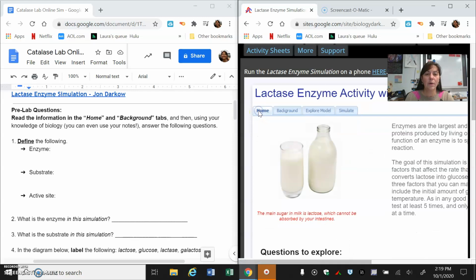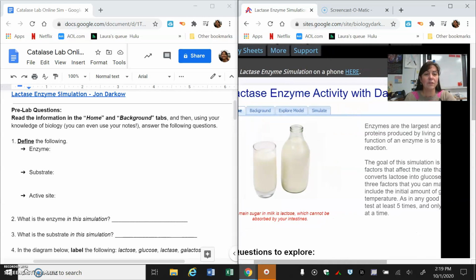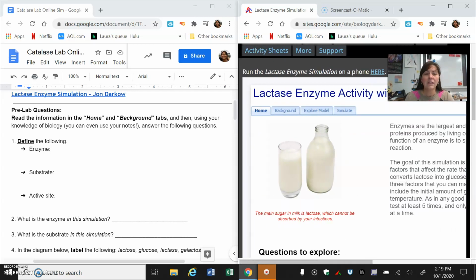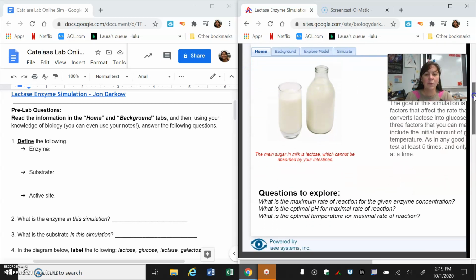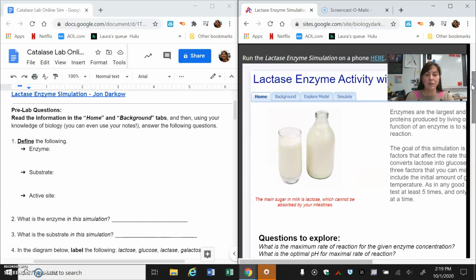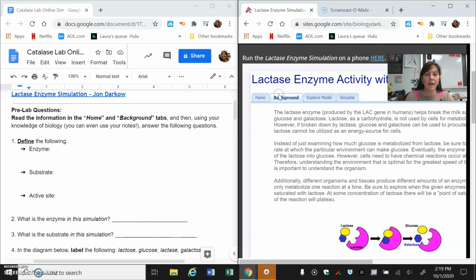So when you go look at the home button, it's giving you a bunch of information. It's telling you what enzymes are, tells you what a substrate is. It gives you examples and things to look at down here, questions to explore. So it gives you some information, right? Same thing when you hit the background link, it's going to tell you some other things.